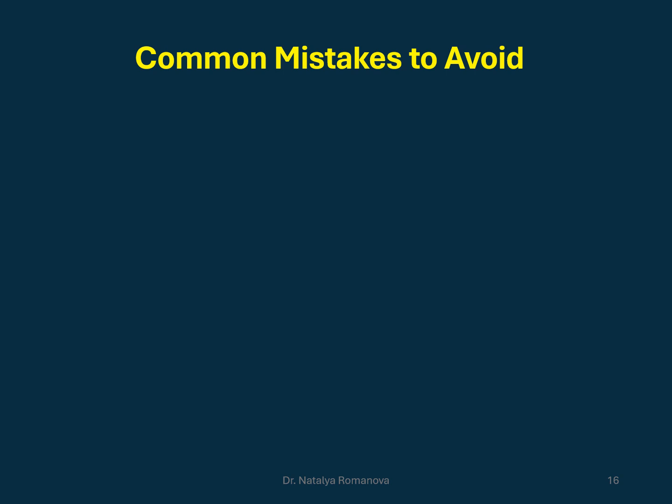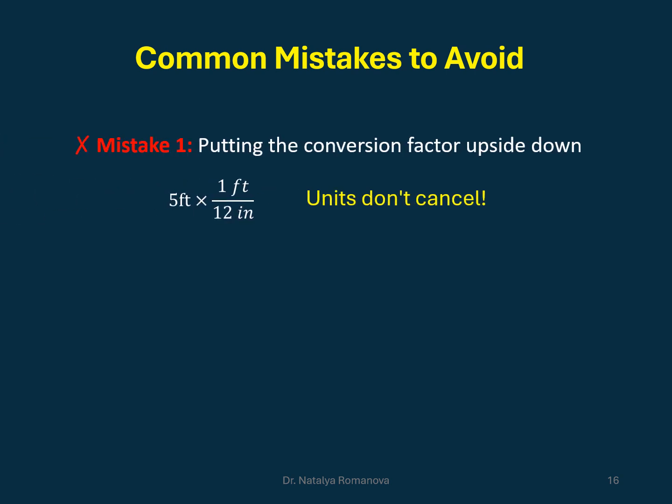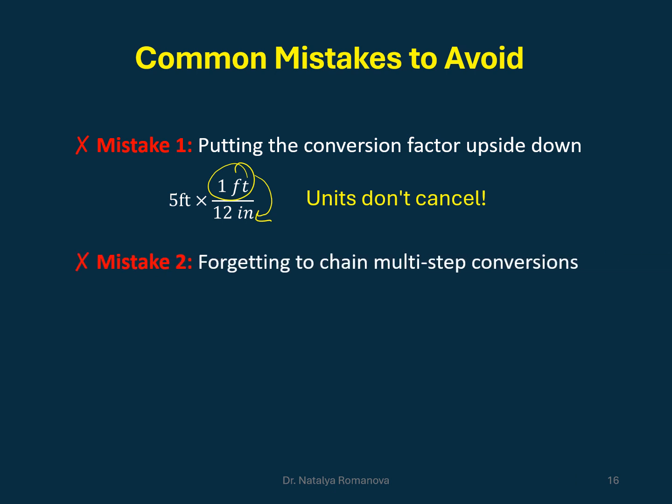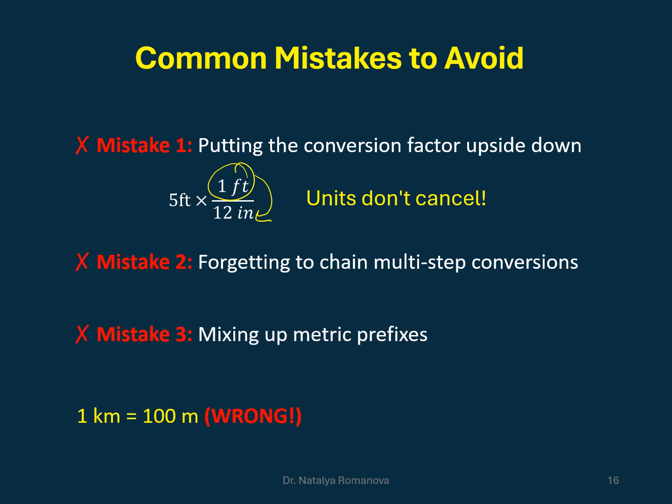Three mistakes I see all the time. First, the conversion factor is upside down. Always check. The unit you want to cancel goes on the bottom. Feet must be on the bottom. Second, trying to do a multi-step conversion in one jump. Don't. Chain your conversion factors. Third, confusing metric prefixes. Kilo is 1000, not 100.